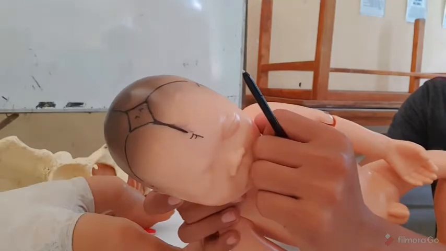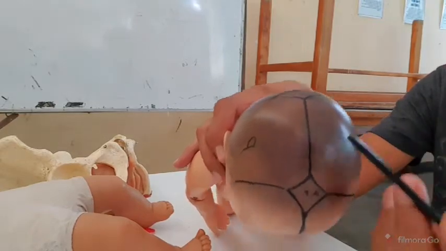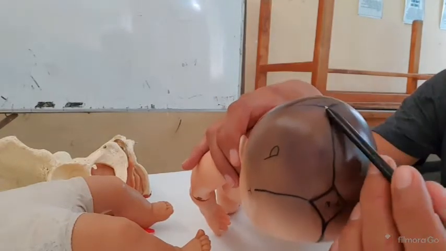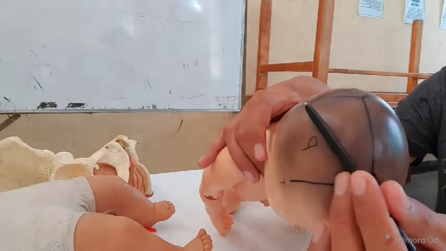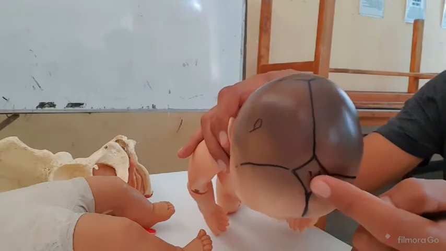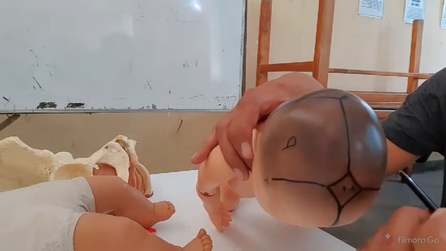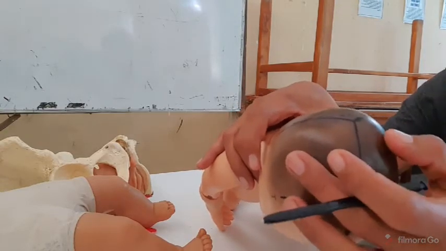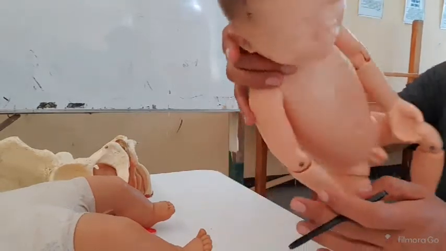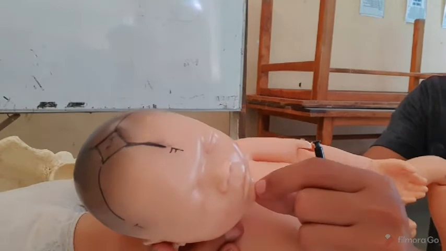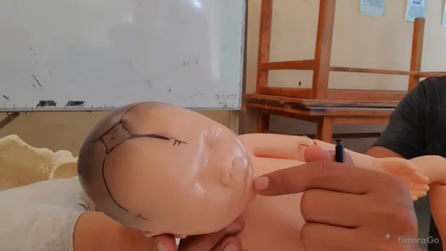So the vertex is the area between the posterior fontanelle, the two parietal bones, and in front is the anterior fontanelle. So the area between the posterior fontanelle, the anterior fontanelle, and the two parietal bones is what we call the vertex. So we also have the chin and the mentum, which is the landmark in identifying face presentation.